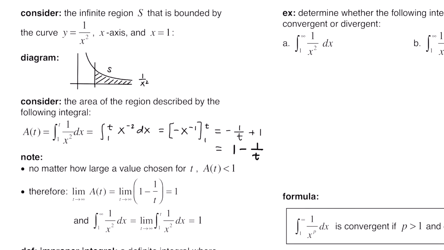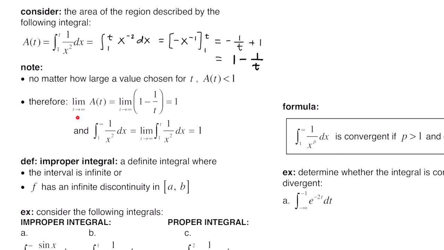I have a note here. It says no matter how large a value chosen for t, A of t is going to be less than 1. So you can see again that A of t equals 1 minus 1 over t. As you pick larger and larger values for t, this fraction gets smaller and smaller, so 1 take away a smaller and smaller fraction is going to be close to 1, but not quite equal to 1. So the area function will always be less than 1.